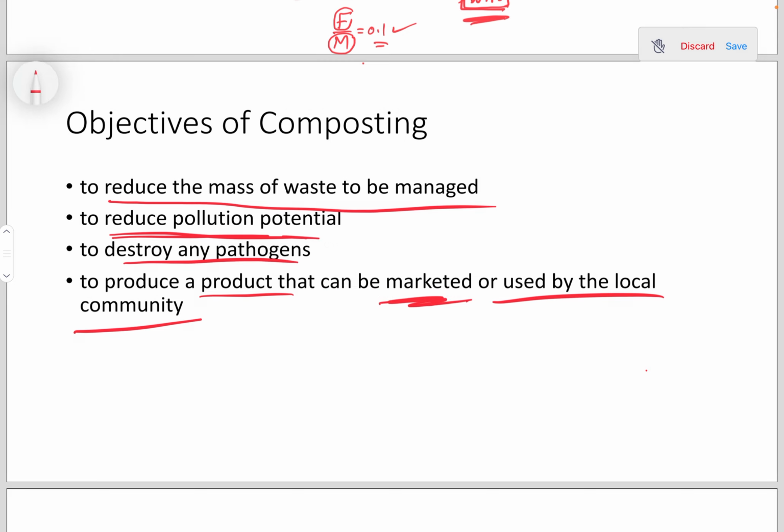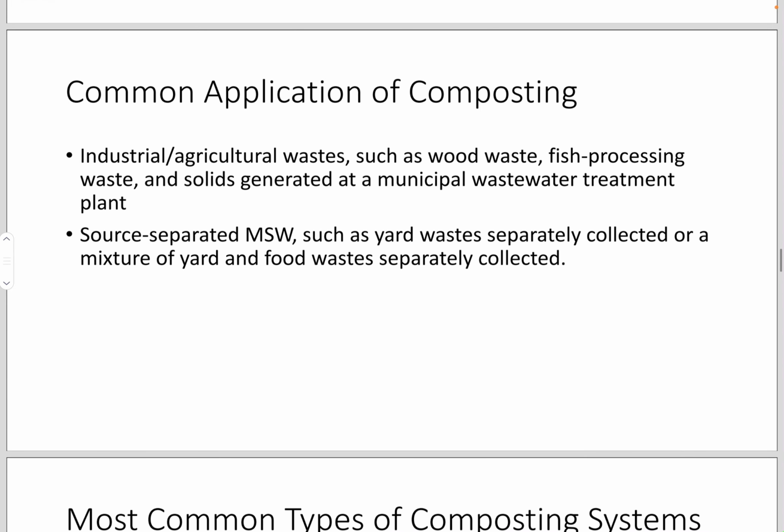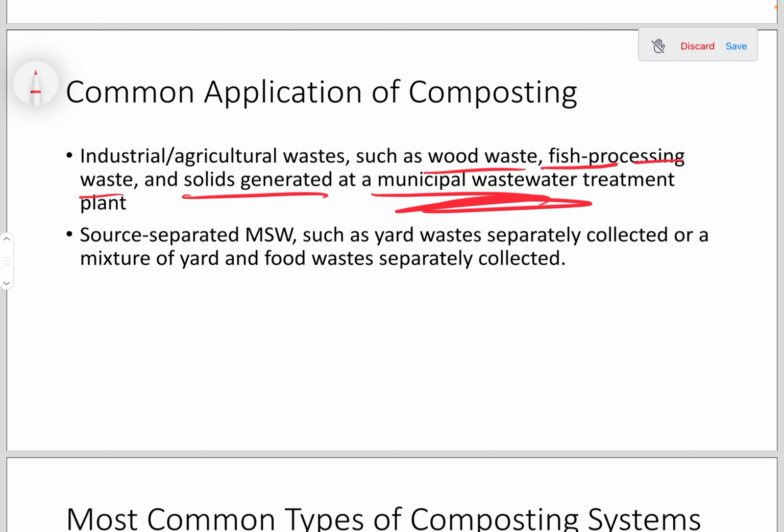Okay. Now, common applications for composting. Industrial and agricultural waste such as wood waste can be used, fish processing waste can be used, and solids generated at a municipal wastewater treatment plant like the one we have in Slabiya. Again, it's not only wastewater coming from domestic sources; fish processing waste can also be used. Wood waste can be used because wood is a very good carbon source.